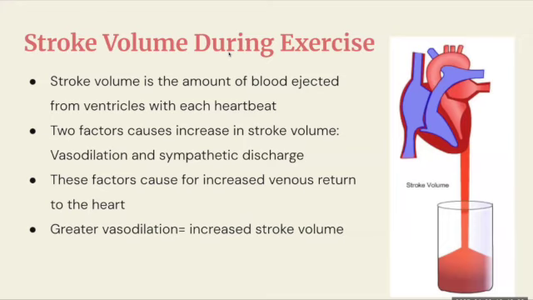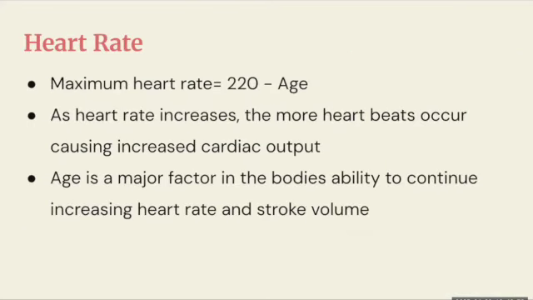Okay, and then from there, going back to the circulatory functions, the stroke volume during exercise. Going back to old chapters, we talked about stroke volume, and it's the amount of blood ejected from the ventricles within each heartbeat. The two factors that cause an increase in stroke volume are vasodilation and sympathetic discharge, which we just discussed. These factors cause increased venous return to the heart, and greater vasodilation equals increased stroke volume.